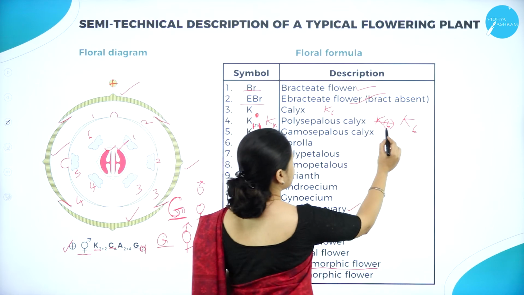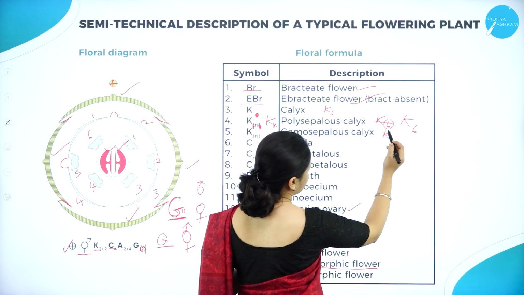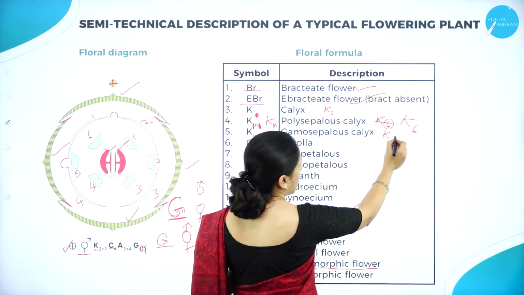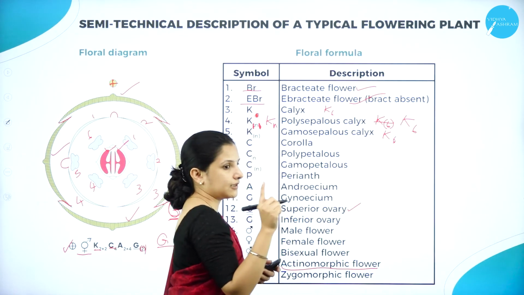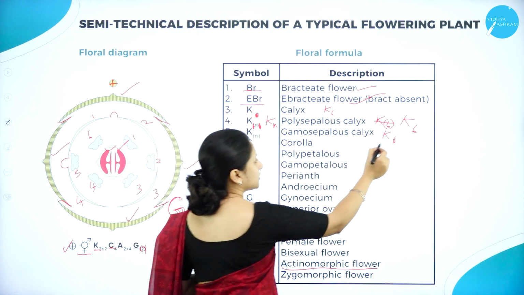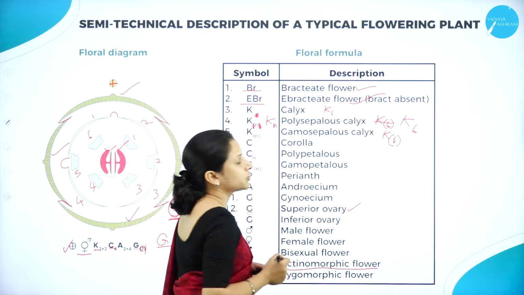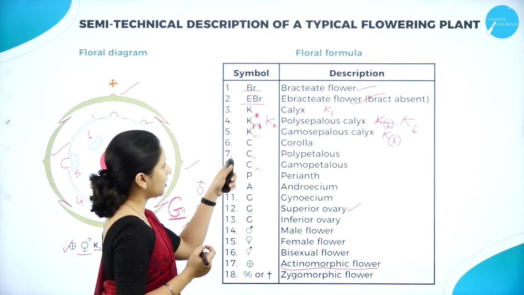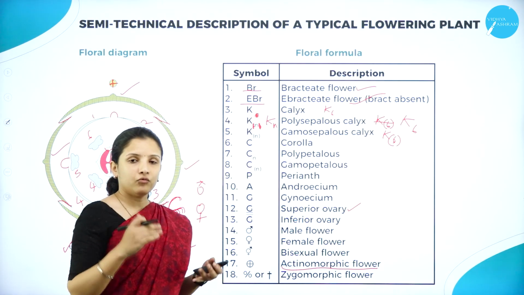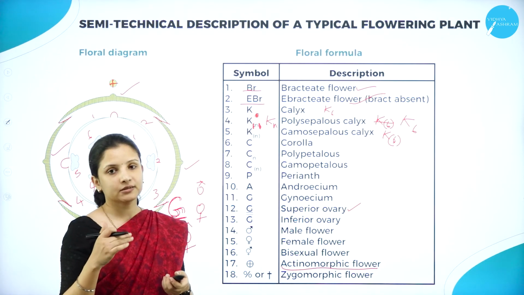Next, moving on to gamosepalous calyx. As I told you, there are 6 calyx. If there are 6 calyx, we will write it as K6, and because it is gamosepalous, gamo means fusion, sepalous means sepals. So fusion is there, so it is put in a bracket. That is how it is written. Next, moving on to the inner whorl. Whorl by whorl we shall study the flower.